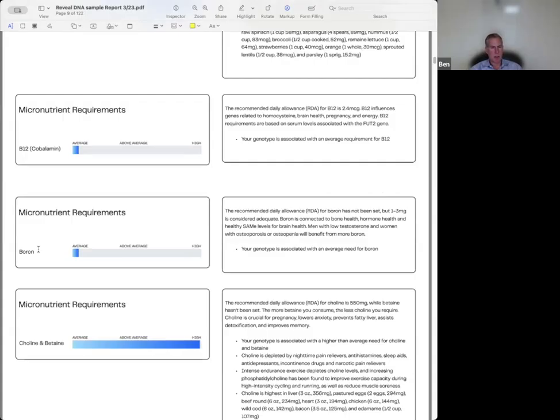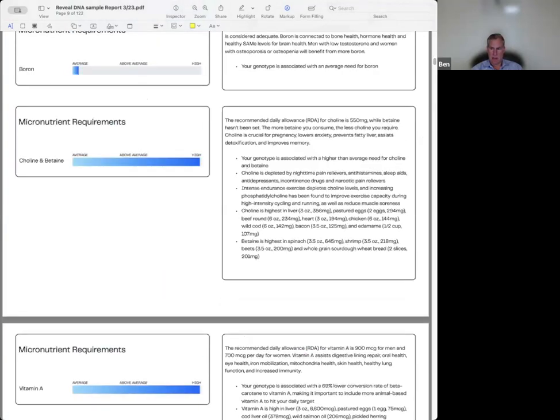After B12, we get into some minerals. Boron's the first mineral that shows up in the chart. Now, this person does not have a need, but you can see again what your target for boron is, where it's connected in health: bone health, hormone health, healthy SAMe levels for brain health, testosterone, osteoporosis, osteopenia. And this person has average need. And again, if there were a medium or an above average or a high need, you'd have a whole list right here of potential needs. And I see someone just threw that in the chat.